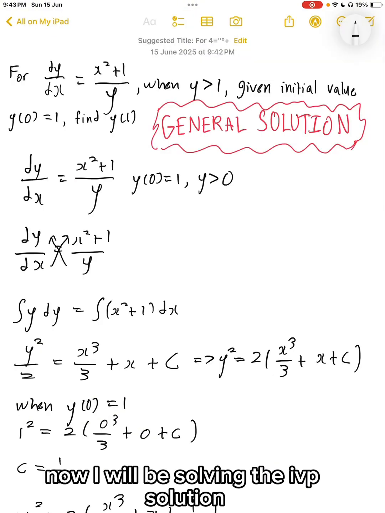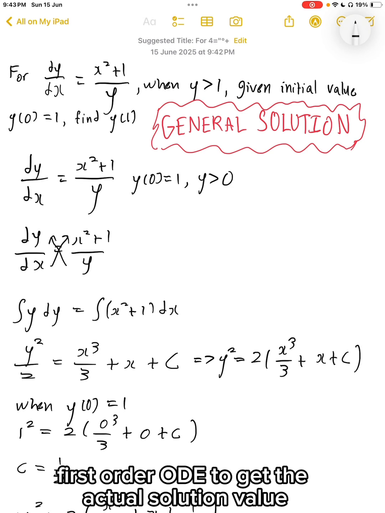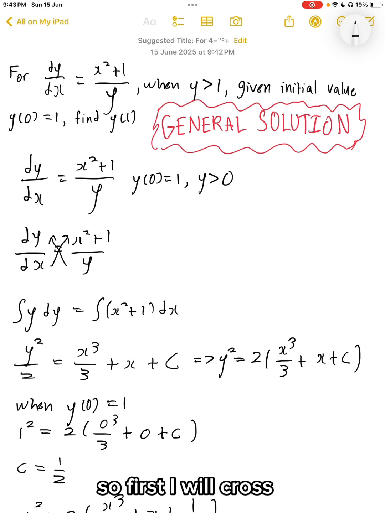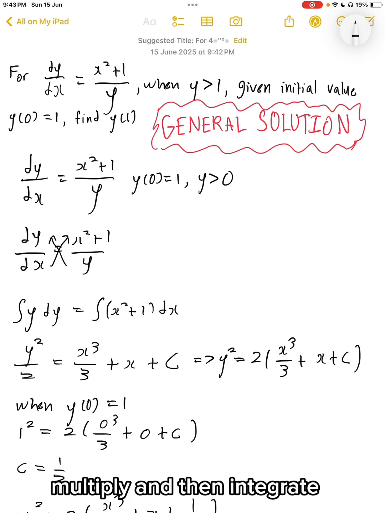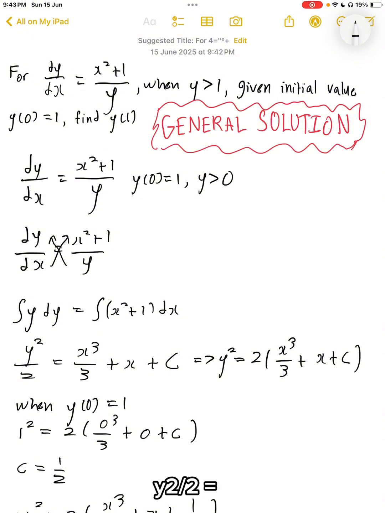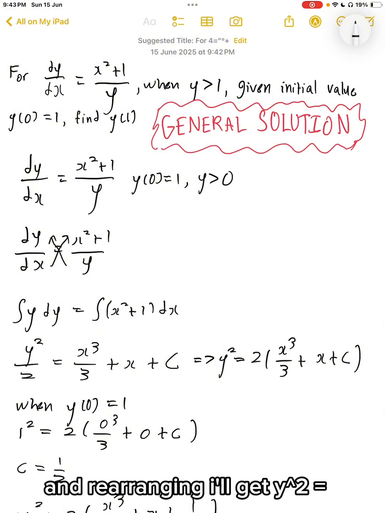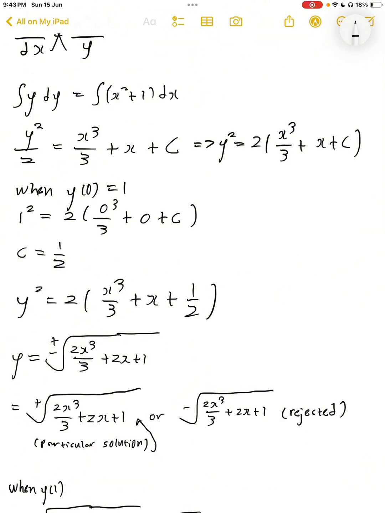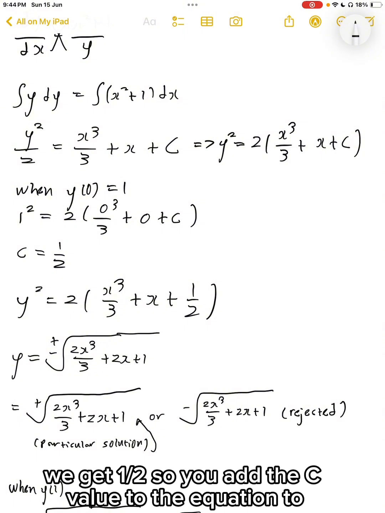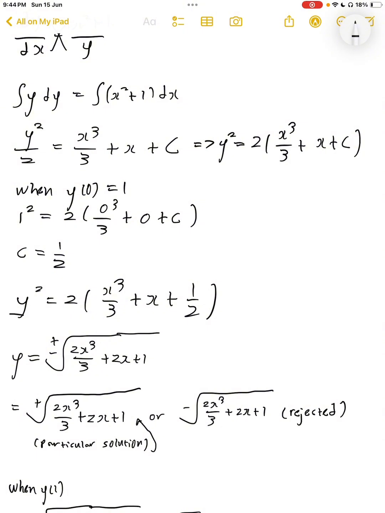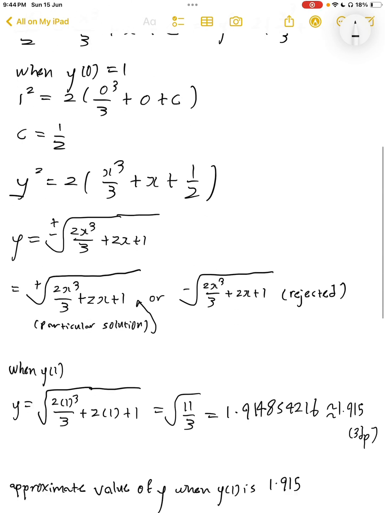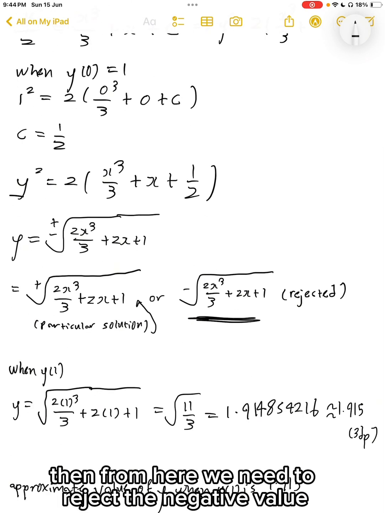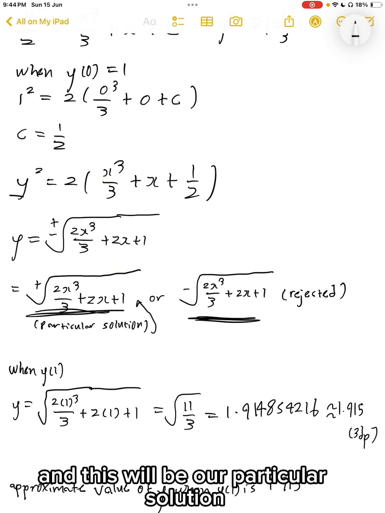Now, I will be solving the IVP using the general solution method for a first order ODE to get the actual solution value. First, I will cross multiply and then integrate, and I will get y squared over 2 equals x cubed over 3 plus x plus c. Rearranging, I get y squared equals 2 times (x cubed over 3 plus x plus c). Now we use x equals 0, y equals 1 to find the c value, which here is a half. We add the c value to the equation and rearrange to make y the subject. Then we need to reject the negative value, and this will be our particular solution.